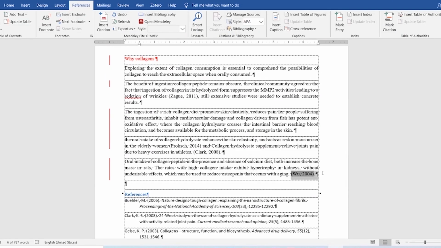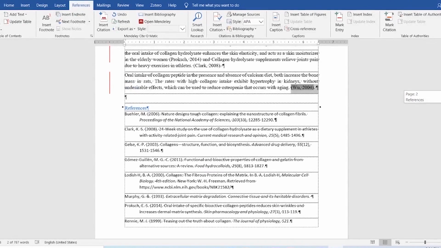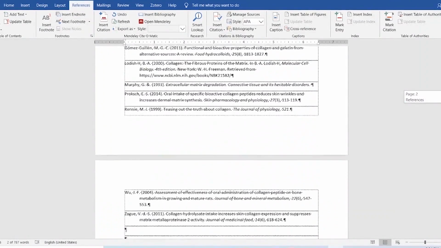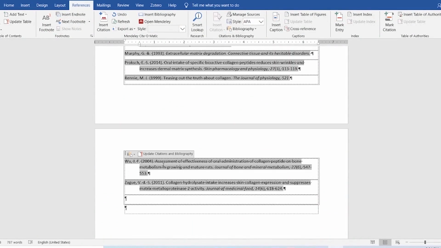Last reference is Wu, and Wu should be talking about also the oral intake. So it talks about assessment of effectiveness of oral administration of collagen peptide. So I'm sure that it talks about my topic. If I'm not sure from the title, I should look it up and read the article to see if it talks about the oral intake or not.